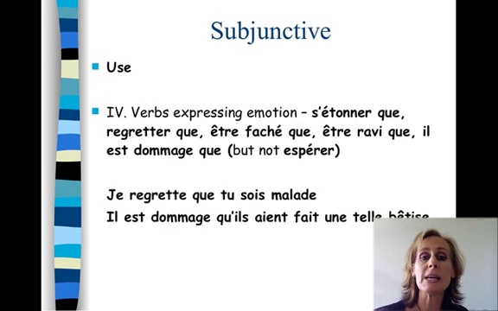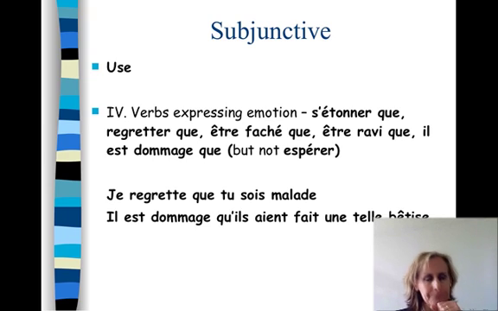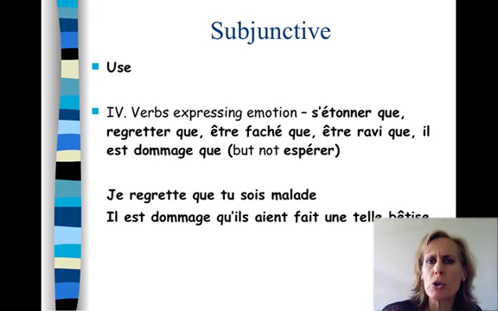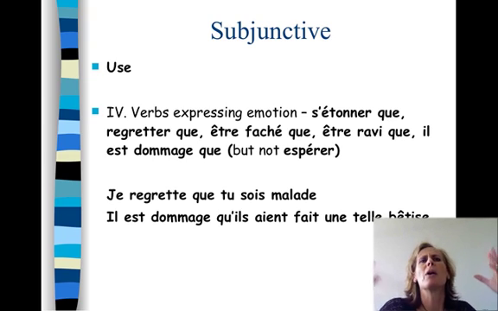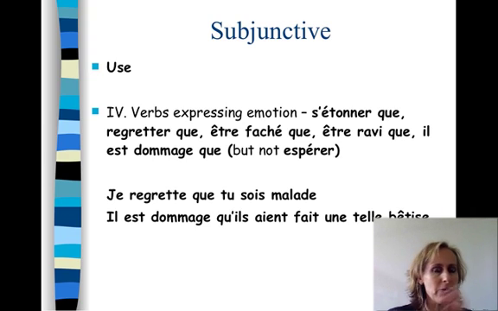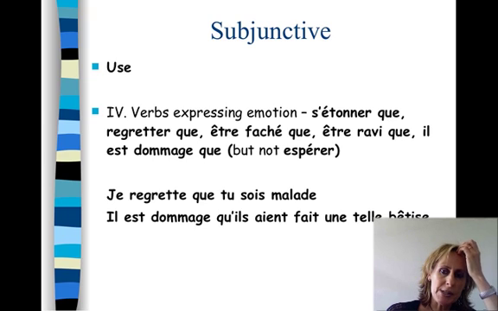4. Verbs expressing emotion. This is also one instance where we use the subjunctive when we're talking about our emotions. S'étonner que, regretter que, we're being surprised, we're regretting. Then être with an adjective, whatever it may be, because we're expressing our emotions. Here are some examples. Être fâché que, to be angry that. Être ravi que, to be delighted that. And so on. There's many more examples like that.